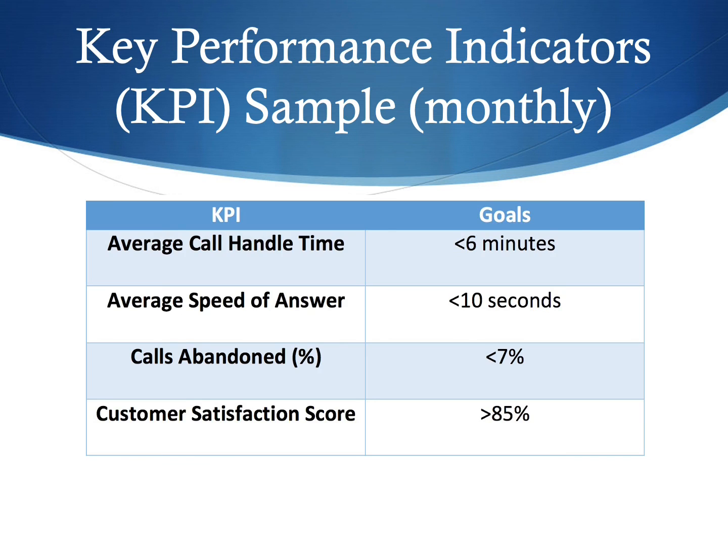Here is a sample of my call center KPIs, and each KPI is set against a goal. Let's start from the average call handle time. It needs to be 6 minutes or less. Average speed of answer. It needs to be 10 seconds or less. Call abandoned. This is the percentage. It needs to be 7% or less. Customer satisfaction score needs to be 85% or higher.